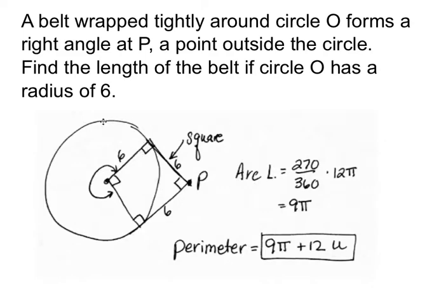So first I have to find my arc length, which is around this direction. So the measure of that arc is 270, or 360 minus 90, divided by 360. And then I multiply by the circumference, which in this case is 12 pi. So my arc length around this direction right here is 9 pi. Then to get the perimeter of the belt that goes around my figure, I have to add the two sides of the square, which are each 6. So 9 pi plus 12 units. If you'd like an approximate answer, you plug it into your calculator and you round.